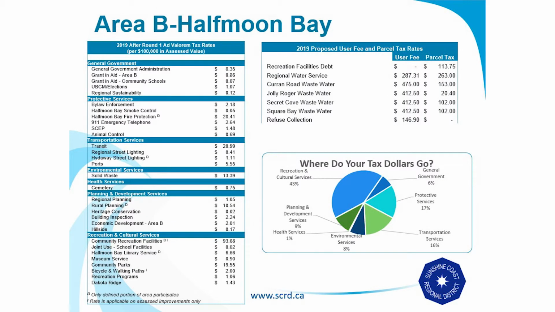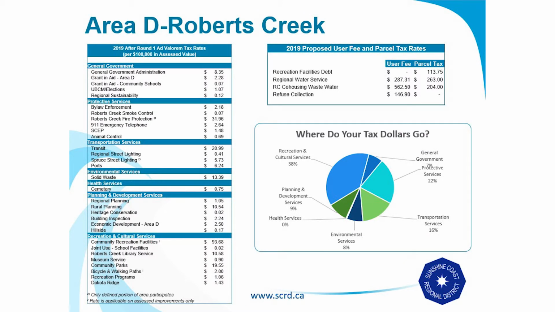For Area B, Halfmoon Bay, as well, the majority of their taxes go to recreation and culture, which includes the community recreation facilities, community parks, and the library services. For Area D, Roberts Creek, there's a little bit of change here, where we see recreation and culture again being the highest tax apportion, but also a large portion of their taxes go to protective services for things like the Roberts Creek Volunteer Fire Department, or transportation services, which includes the transit service.